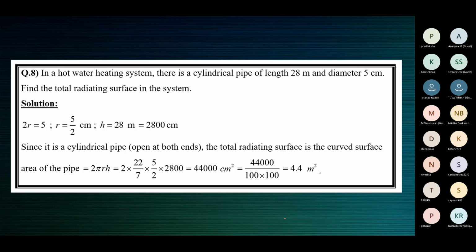Okay. It's a pipe, so it's open at both ends. The material used to make this pipe is used only along the CSA, so 2 pi r h. Radius is given, height is given. We have taken both in centimeters, so we get the area in centimeter square. To convert to meter square, we divide by 10,000.